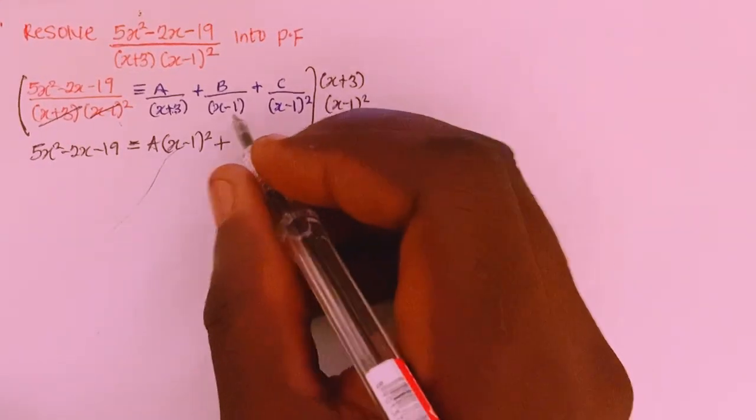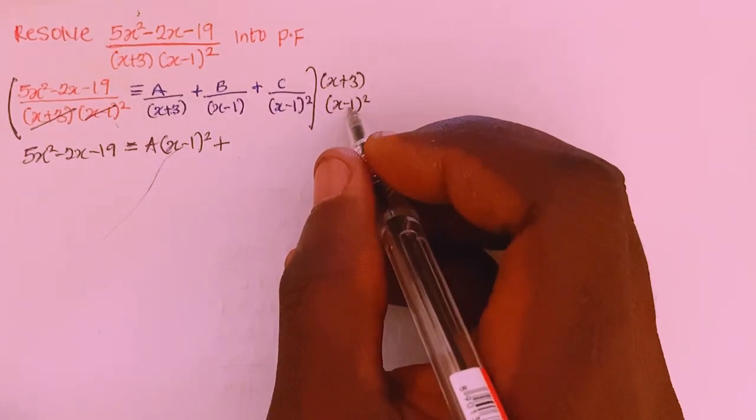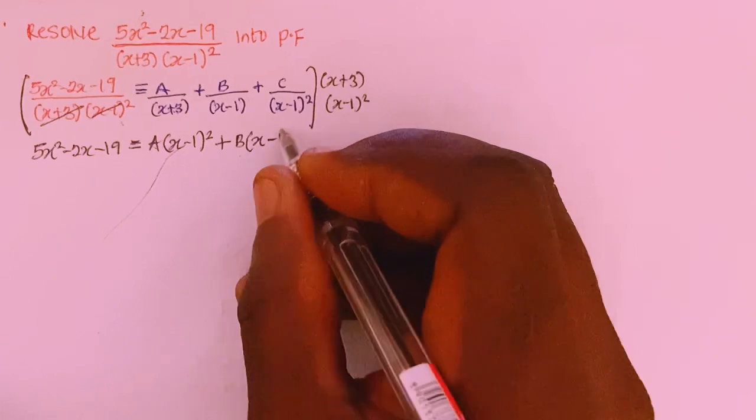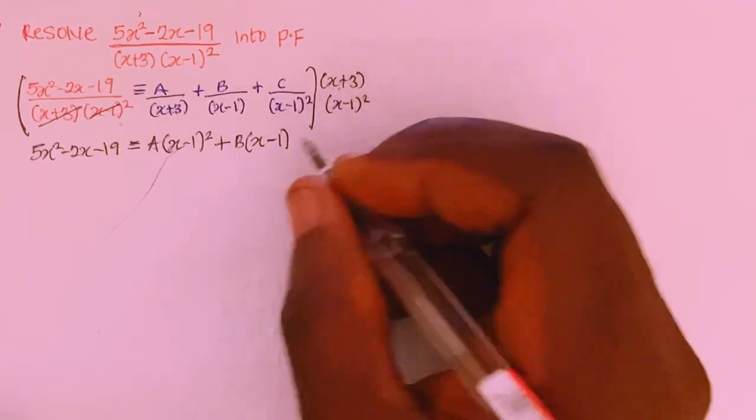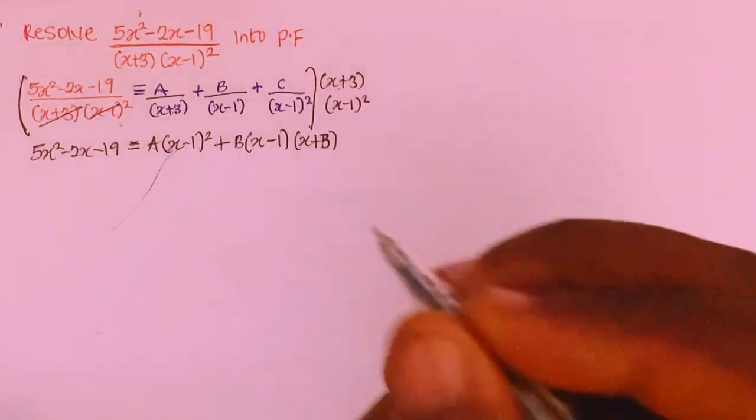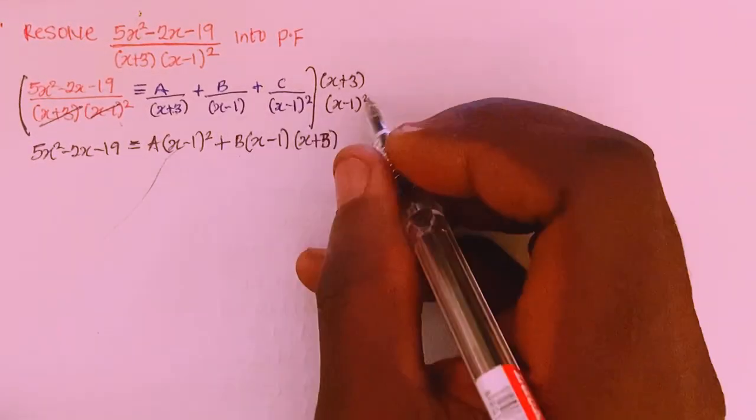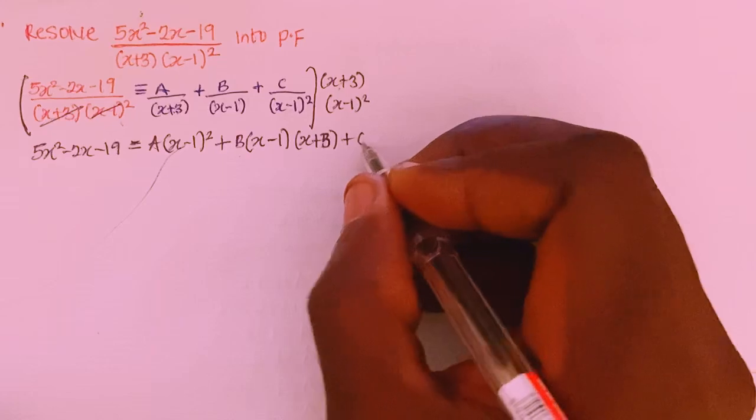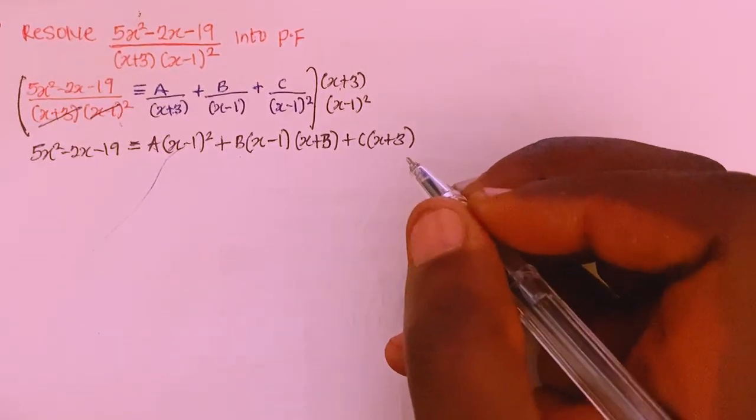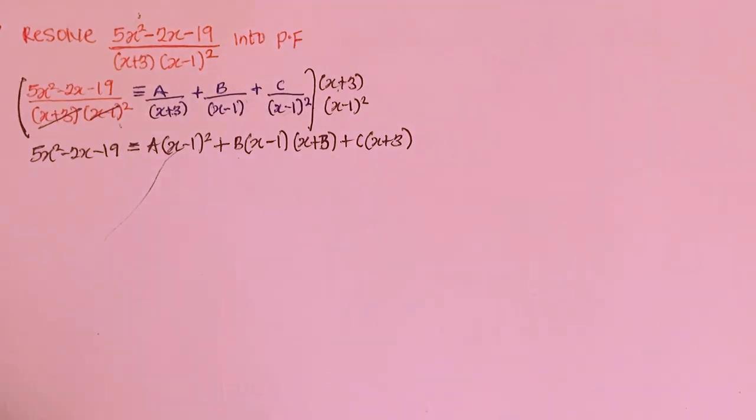Then plus, this x minus 1 is going to cancel one of these, so it remains 1. Then I'm going to have B into bracket x minus 1, then it remains x plus 3. After that, this x minus 1 also will cancel, then I'm going to have plus C into bracket x plus 3. So that's what I'm going to have. What do you think I can do in this case?